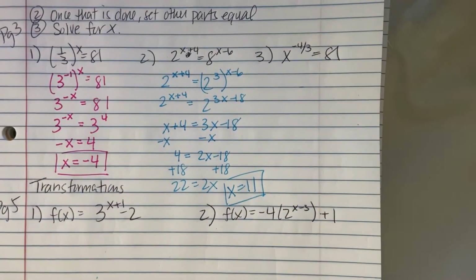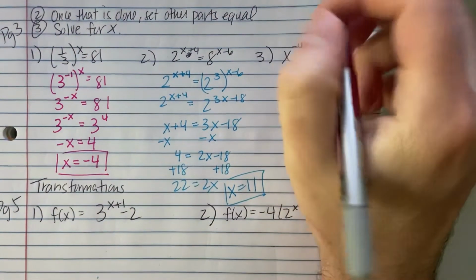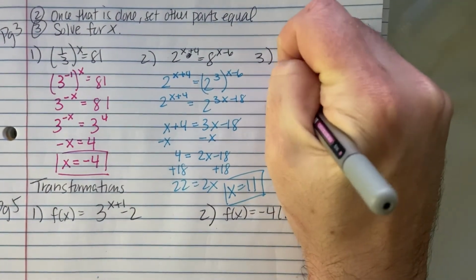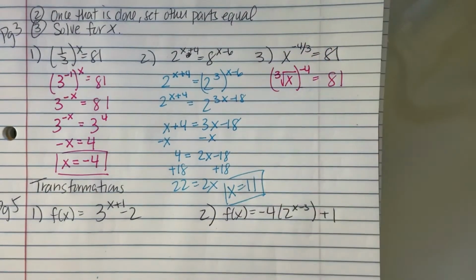However, number 3 is x^(-4/3) equals 81. A few ways to go about this. Since the x is in the base, I need my exponents to be equal. How can I deal with this? I think the easiest way to do it is to call this the cube root of x to the negative 4th equals 81.